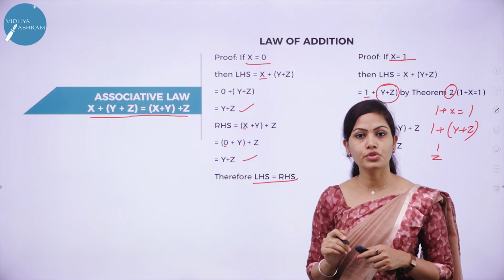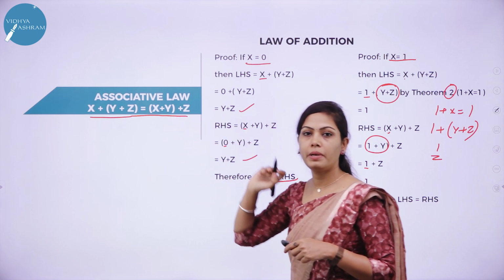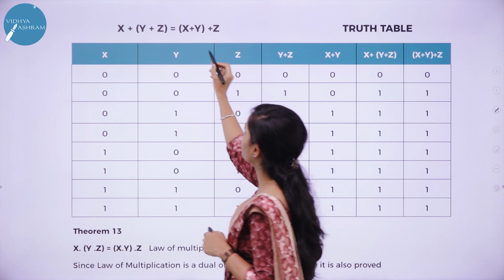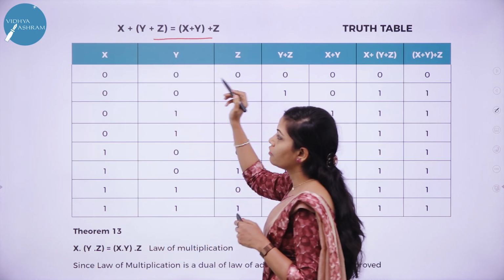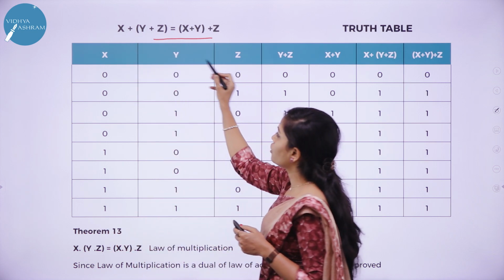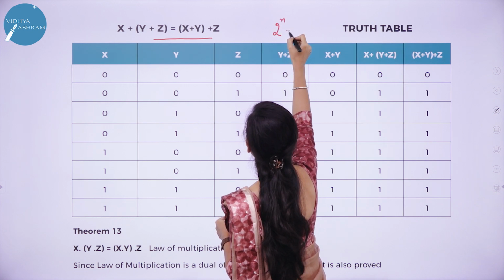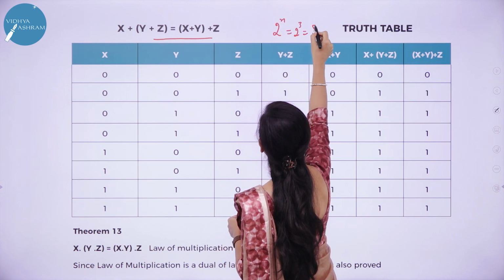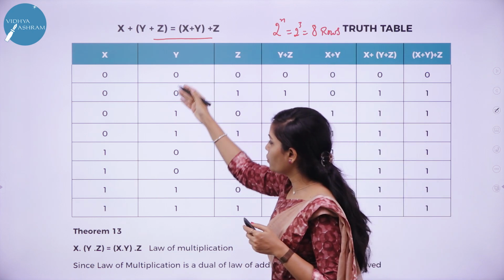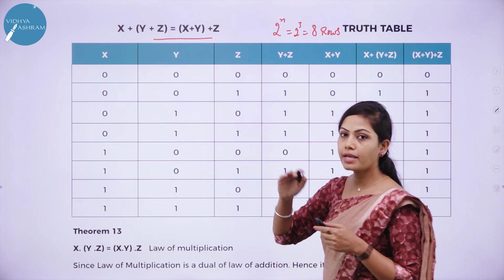And how to write the truth table for this theorem, x plus y plus z is equal to x plus y plus z. This is your truth table for x plus y plus z is equal to x plus y plus z. Here you have 3 variables called x, y, z. So, first you have to write all the 3 variables. 3 variables means you can use the formula 2 power n. 2 power 3 is equal to 8 rows we will get. We have 8 rows in x, y, z. These are the truth values for x, y, z.